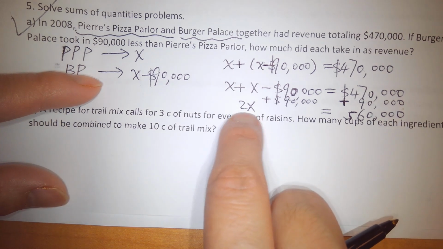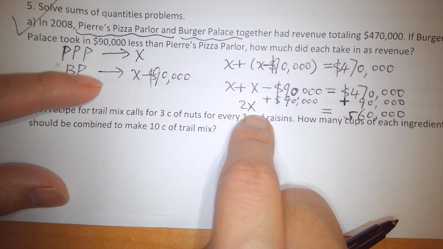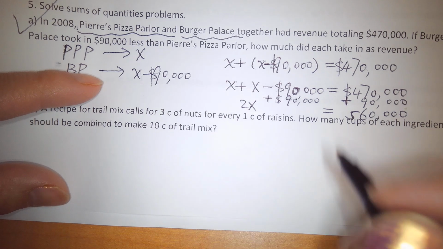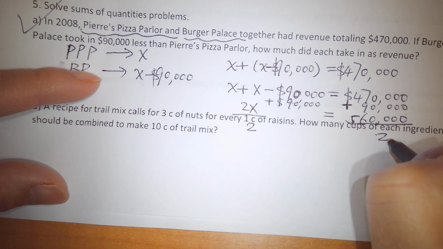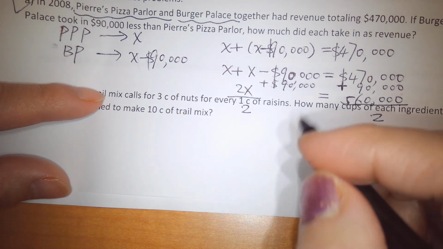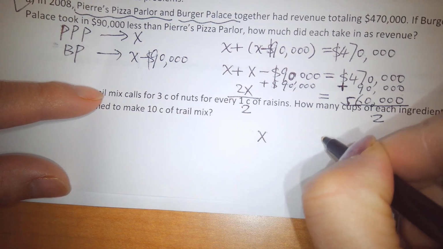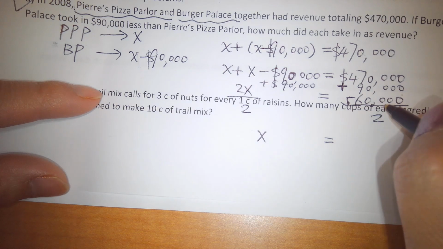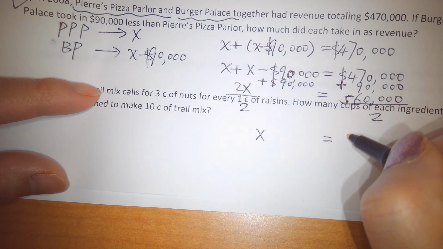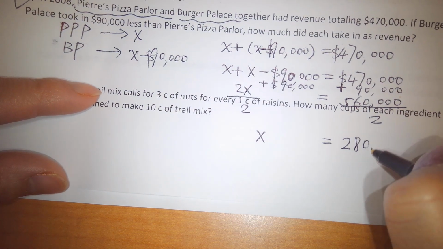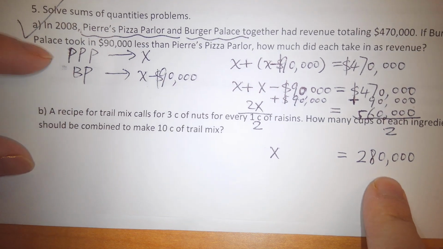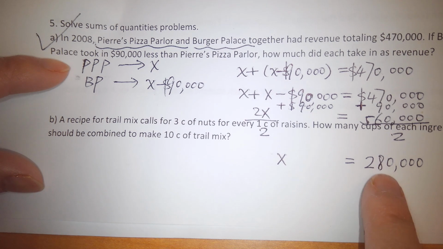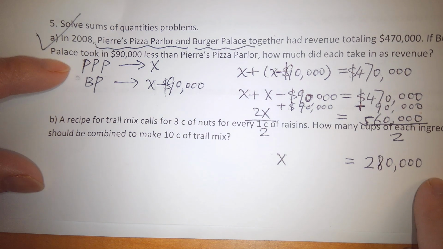And don't forget we want to solve for x, right? How to isolate x? Divide by 2 from both sides, right? Yep. So divide by 2, I'm going to write it here, from both sides. So x will equal what? 560,000 divided by 2. 280,000, right? So that means PP's revenue is 280,000, okay?